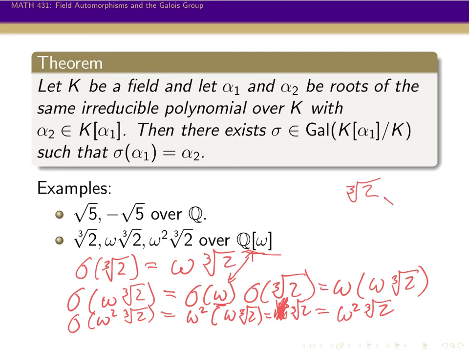So sigma sends cube root of 2 to omega cube root of 2. And then we worked out that sigma sends omega cube root of 2 to omega squared cube root of 2. And then lastly, if we apply sigma to omega squared cube root of 2, we get back just the cube root of 2. So sigma permutes these in a cycle just like this. Cube root of 2 goes to omega cube root of 2, which goes to omega squared cube root of 2, and that's it.